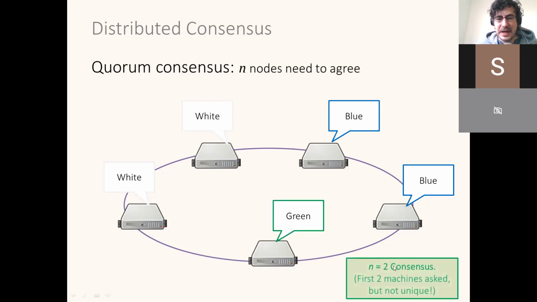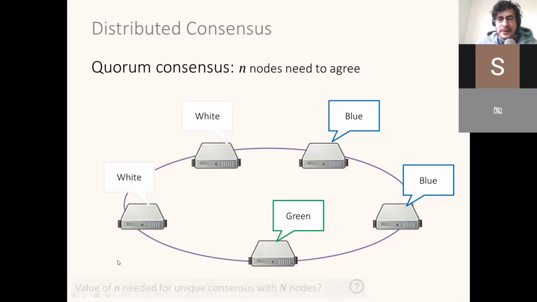So if we ask for n equals 2, in this case, for example, the first 2 machines will be asked. So we could end up with a consensus on blue, and we could end up with a consensus on white. It just depends on what order we ask the machines, but we would stop once we find 2 machines that confirm that value. So there would be consensus, but actually it's sort of non-deterministic in this case, depending on which machines we ask.